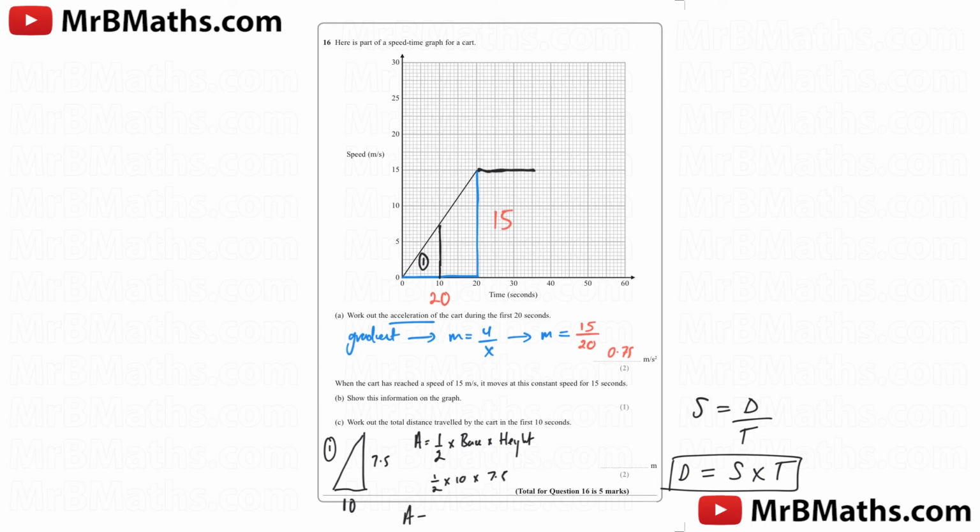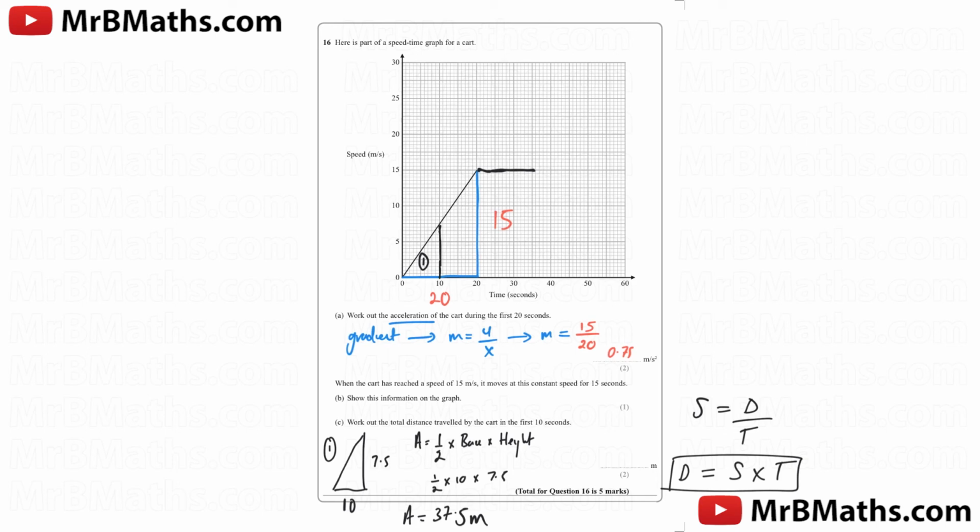When we put all of that into a calculator, you get 37.5 meters. So that's the total distance covered by the car in the first 10 seconds. So you need to remember the area underneath a speed time graph will give you the distance covered.